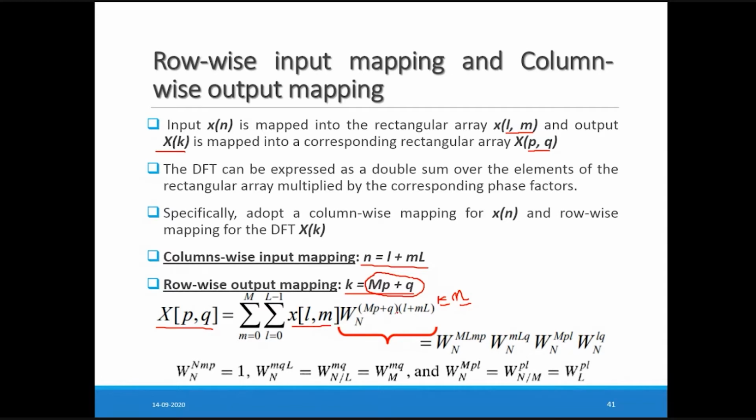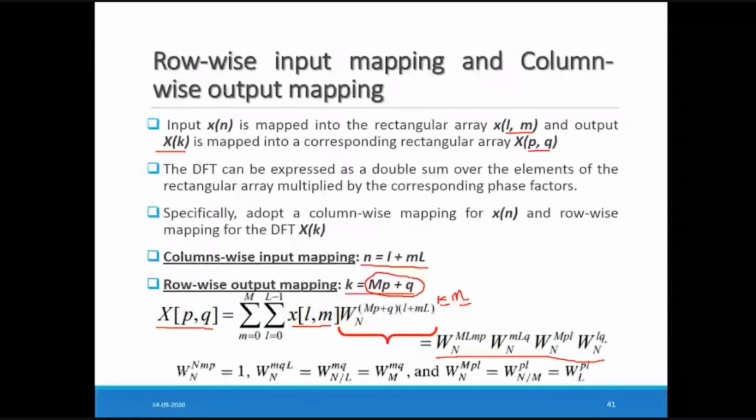So when you simplify this by applying the earlier discussed formulas, omega n raised to nmp is equal to 1, omega n raised to mql is equal to omega mq, sorry, omega suffix n by l raised to mq is equal to omega suffix m raised to mq. So when we expand this term, you are getting the 4 terms over here, and the solution for these 4 terms are based on this equation: omega suffix n raised to ml mp, omega n raised to mlq, omega n raised to mpl, and the last one is omega n raised to lq.